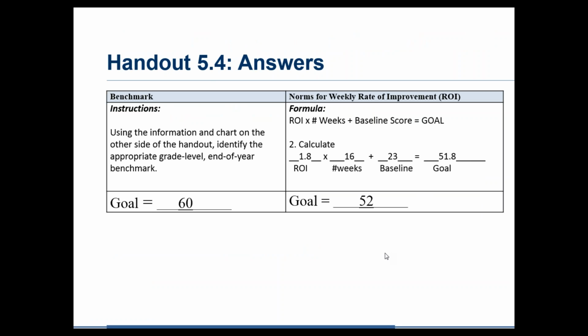Here are the answers for Handout 5.4. The goal using benchmark would be 60 because 60 was the benchmark for the spring. The norms for weekly rates of improvement was a 1.8 rate of improvement, which allowed the teacher to calculate a goal of 52. This could be rounded up to 55 or down to 52 or 50.